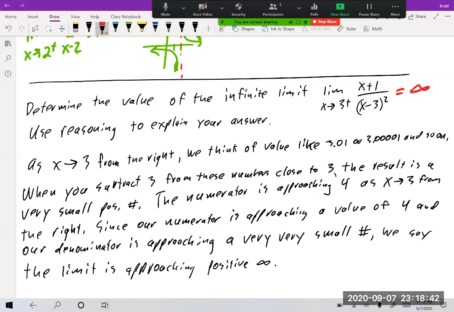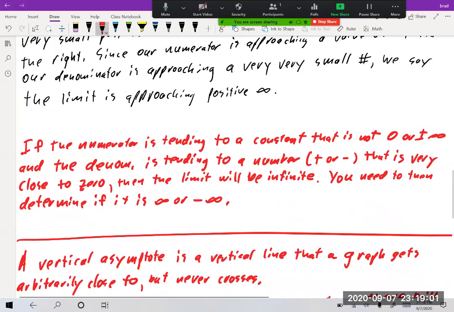So then your denominator is just becoming smaller and smaller and smaller. It's approaching 0, okay, in your denominator. So when you have a constant divided by a number that is very, very small or infinitely small, you say that the outcome would be infinity or negative infinity, depending. So here's just kind of a follow-up of that. It says, if the numerator is tending to a constant that is not 0 or plus or minus infinity, and the denominator is tending to a number positive or negative that is very close to 0, then the limit will be infinite. You need to then determine if it is positive or negative infinity, okay?